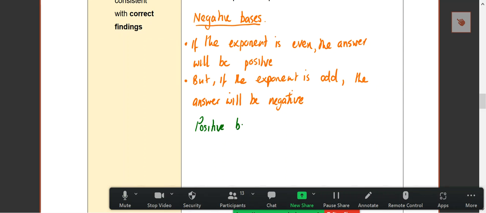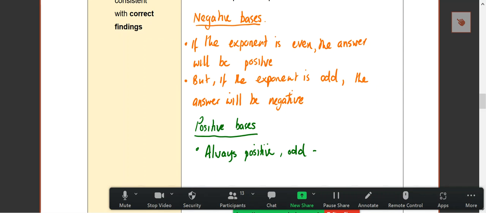Okay. So what about positive bases? This one's nice and simple and quick. What can we say about positive bases? Positive. Always positive, exactly. Nice and short. All right.